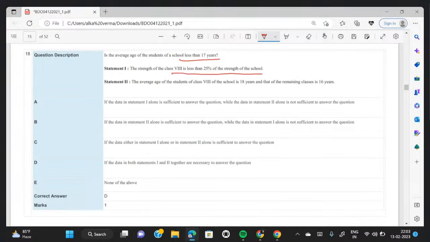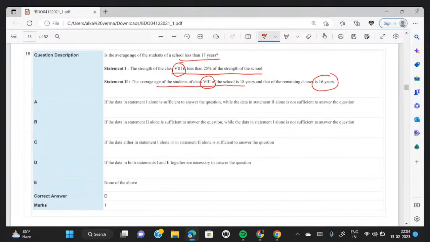What will I do out of this? From this, I will not be able to judge anything. From this, I will not be able to make any conclusion. Second statement is average age of the students of class 8th of the school is 18 years. Okay. Average age, how much it is? 18 years for a student of class 8. So this relation and this relation I can combine, and that of remaining classes is 16 years.